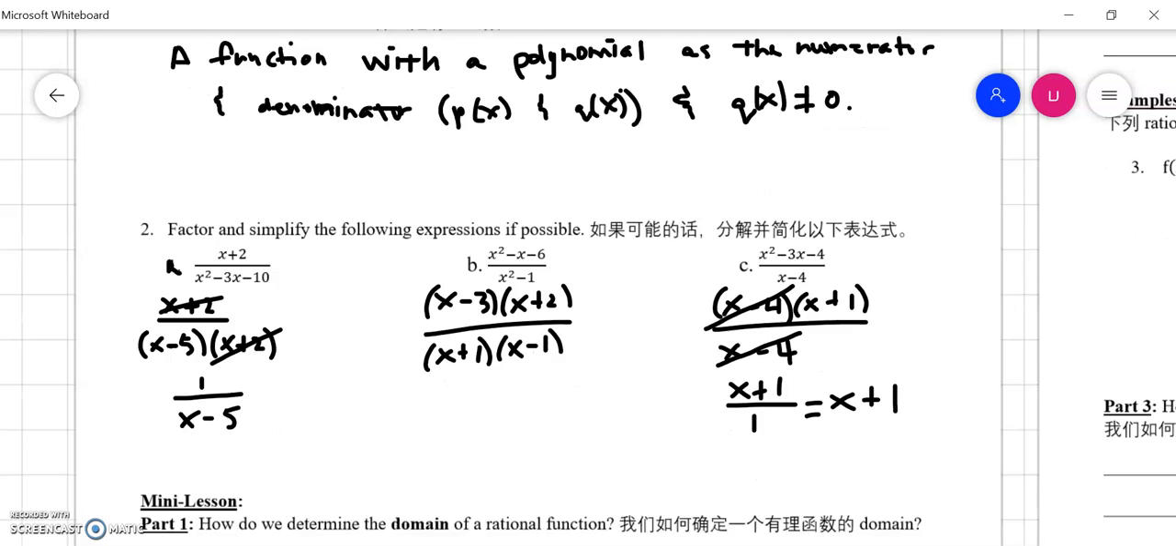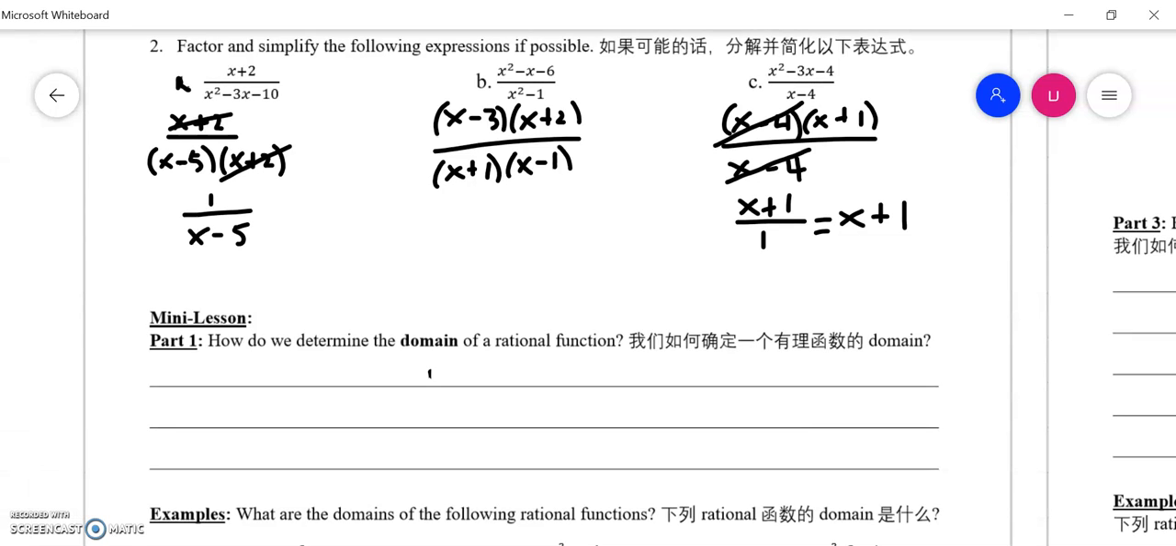All right, so we had our starter to help us remember some factoring skills. Now let's use this information. Now, we've actually looked at domains of rational functions already in previous lessons. So let's just quickly review that to use in the rest of our lesson. To find the domain of a rational function, what we need to do is factor the denominator.